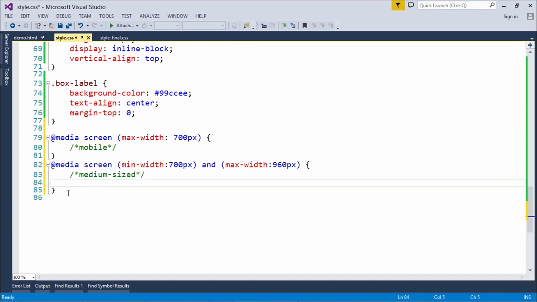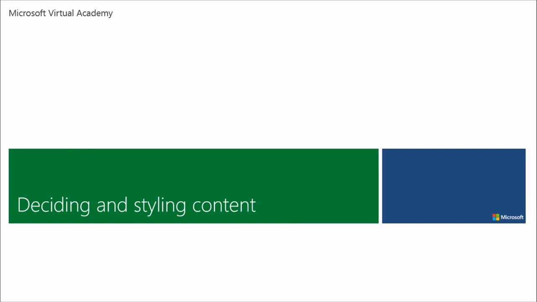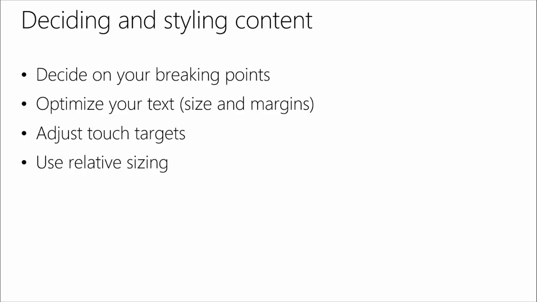Yeah. So I'm going to leave these empty for now because I want to talk about some of the considerations that you want to make in resizing your page. So that would be deciding and styling content. The first thing that we do want to do is decide on our breaking points. We've already done that. We want a certain look for devices that are probably handheld, something with their width being under 700. We also want something for a medium-sized device, and then our default look will be for basically your standard issue website on a large screen, on a desktop, something like that.